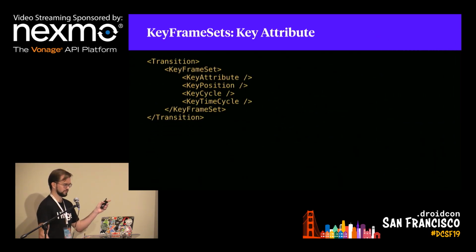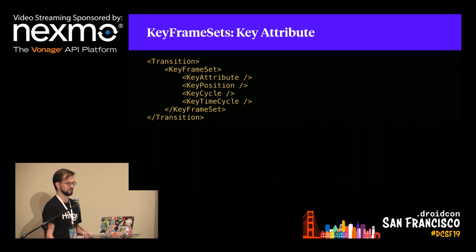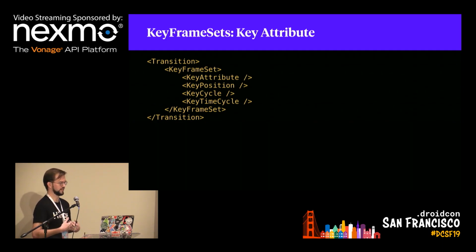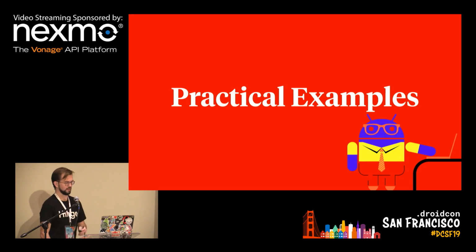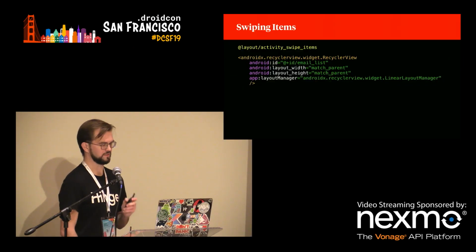There are a bunch of other keyframe attributes under keyframe set. So there's keyframe position, which more or less transforms the position or path that you're actually acting on. And then there's key cycle and key time cycle. I don't have time to go into those. They're super complex and really fun. You can do really amazing oscillating animations with them, but there are other talks that do a better job going into them. I want to have time for practical examples.